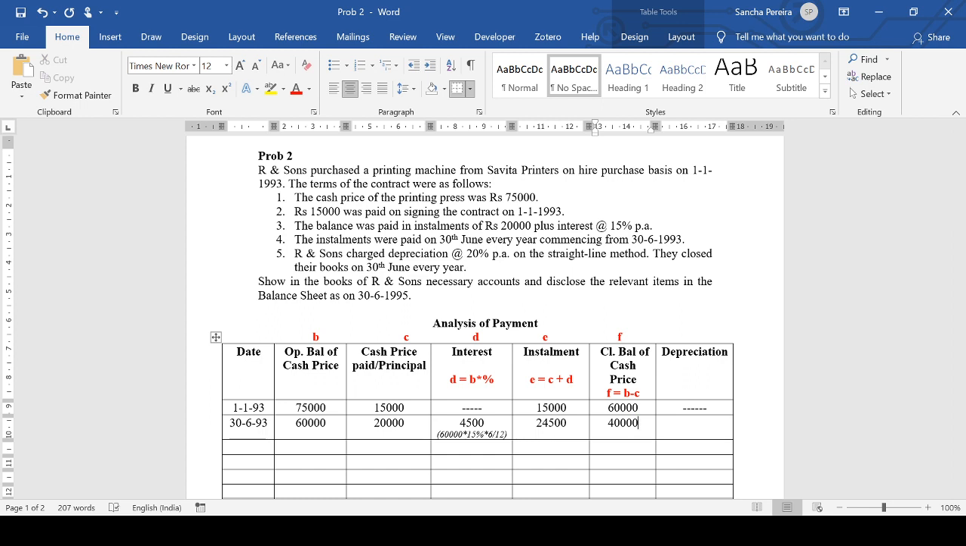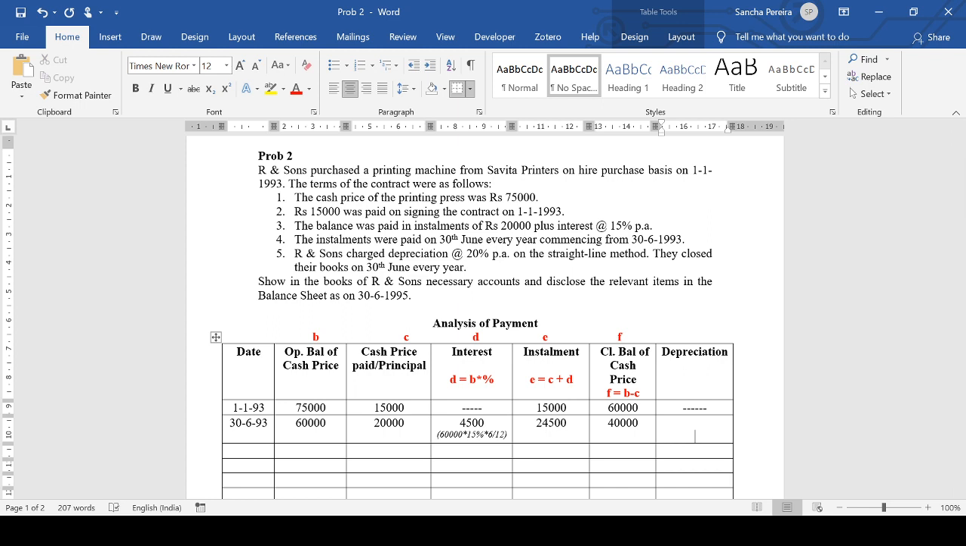Now we also have to calculate depreciation. Why do we have to calculate depreciation? Because we are at the end of the year. They said R and Sons charge depreciation at 20% per annum on the straight line method. They close their books on 30th June every year, and we are on 30th June actually, so we also have to calculate the depreciation. Now how will the depreciation be calculated?